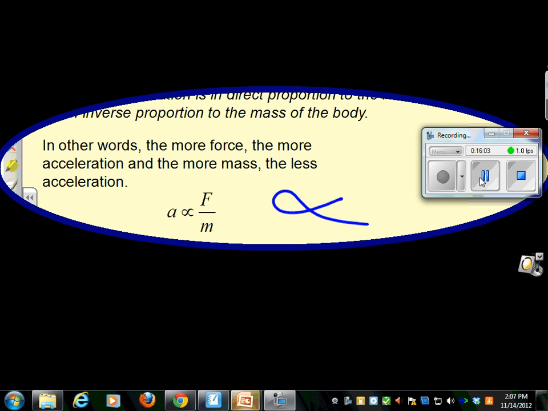So what this means is that the acceleration is proportional to the force over the mass. The acceleration is proportional to the force. The bigger the force, the bigger the acceleration. The bigger the mass, the smaller the acceleration, because it's an inverse. It's on the bottom, right? Like if I've got 1/2 and 1/10, when the number on the bottom gets bigger, the value of the whole thing gets smaller. So it's an inverse proportion.